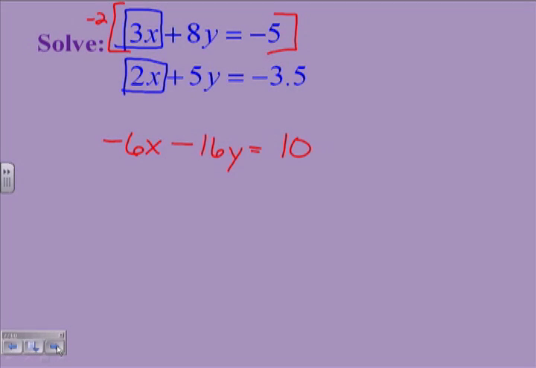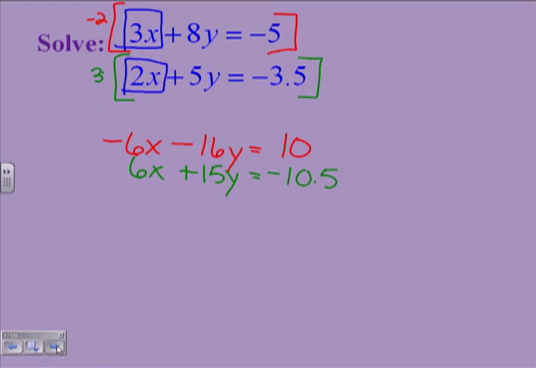Are you agreed with me? Multiplying through by the negative 2? Well, then I go to the second equation and I want to have a positive 6x, so I multiply through by a positive 3. And I get 6x plus 15y is equal to negative 10.5. Yeah?